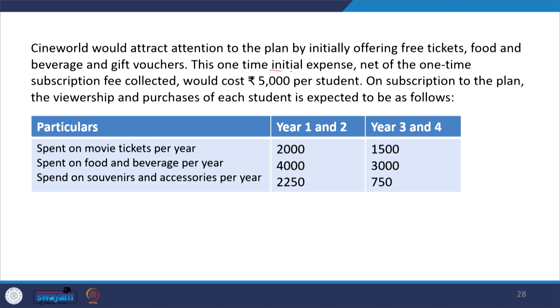This one time expense, net of that one time subscription fee collected, would cost 5,000 per student. So, what they did was they had a one time initial expense, which they have counted to be 5,000 per student, right. On a subscription to this plan of 5,000 per student, the viewership and purchase of each student is expected to be like this, as given. So, a student can take this offer or plan of 5,000 rupees, they can pay, and they can enjoy the movie in the theatre.